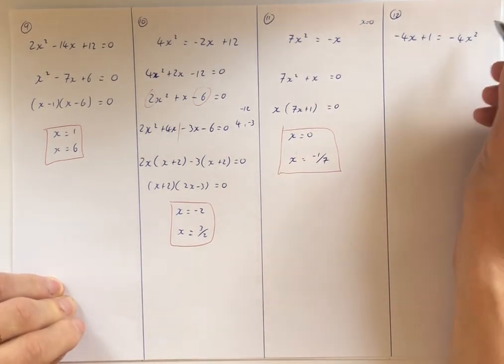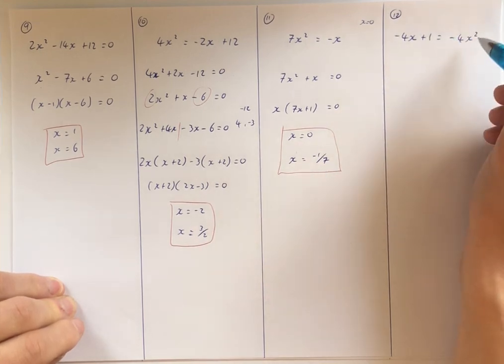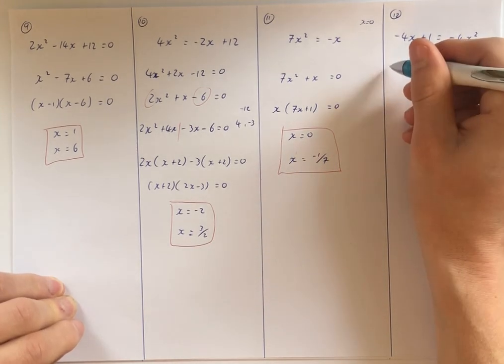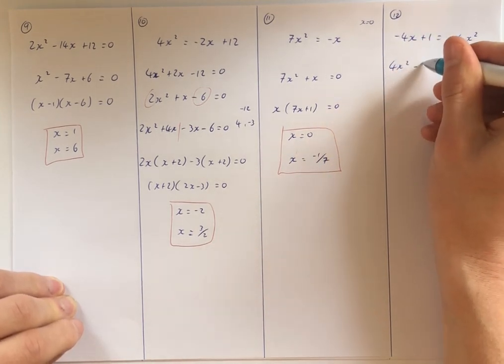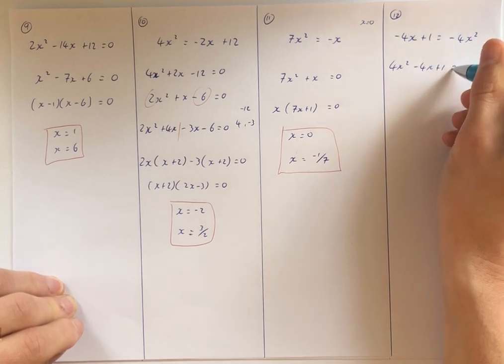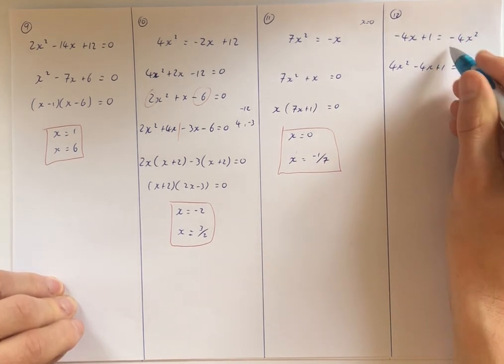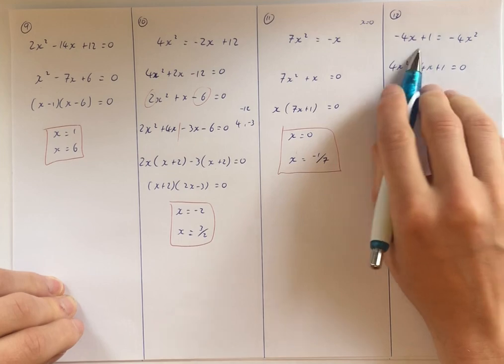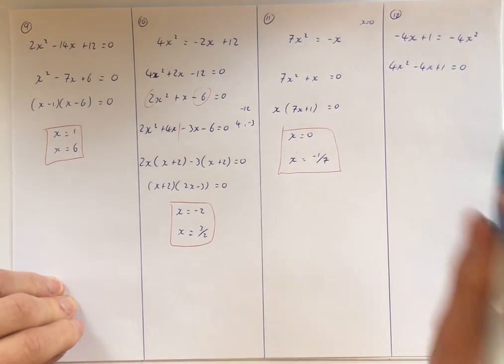Right, question 12. We want x squared to be positive, so we're going to add 4x squared to both sides. Okay, it's kept the equality. We've done the same thing to both sides. It's just got rid of the negative 4x.